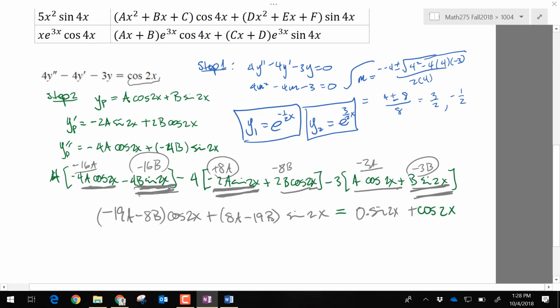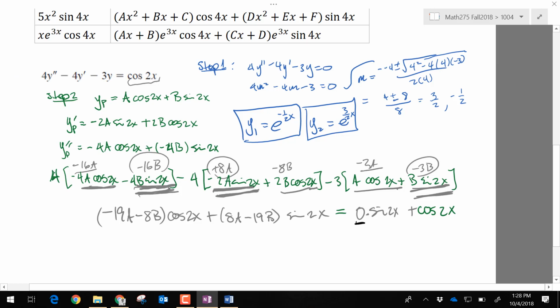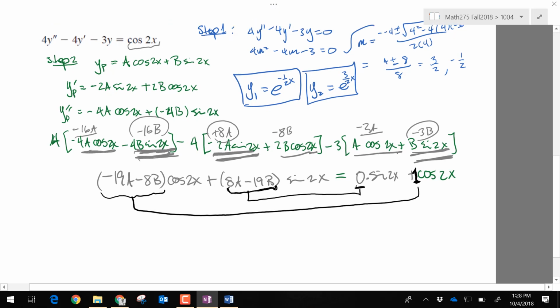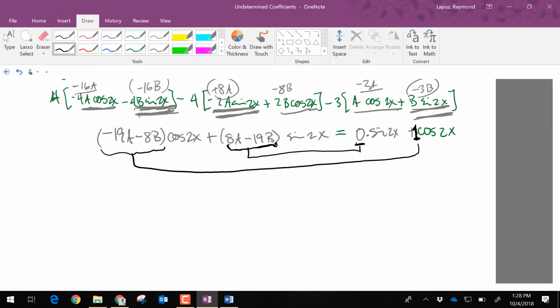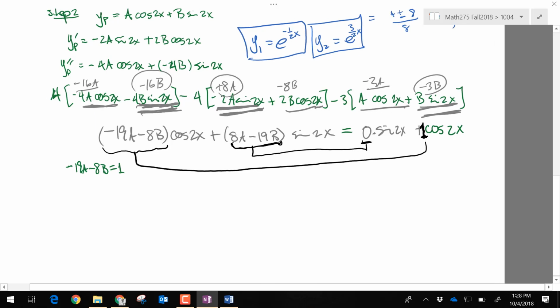So there's a zero in front of the sine because that's not there. But we're explicitly putting it there so that we can match up our coefficients. Just like we matched up the coefficients with the polynomials, with the sines and cosines we can also match up the coefficients. So now we have two equations and two unknowns. That's minus 19a minus 8b is equal to 1. And 8a minus 19b is equal to 0.